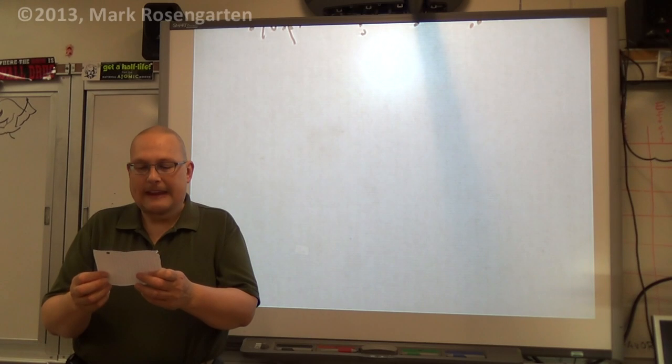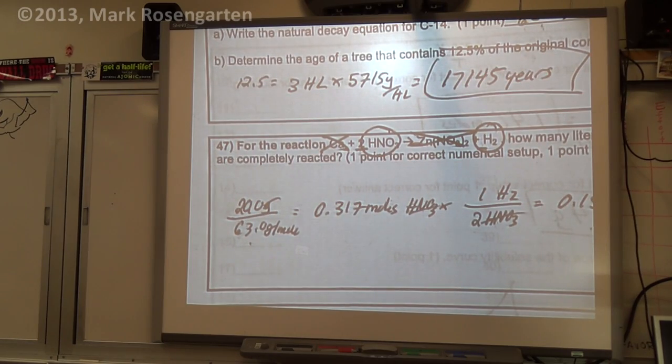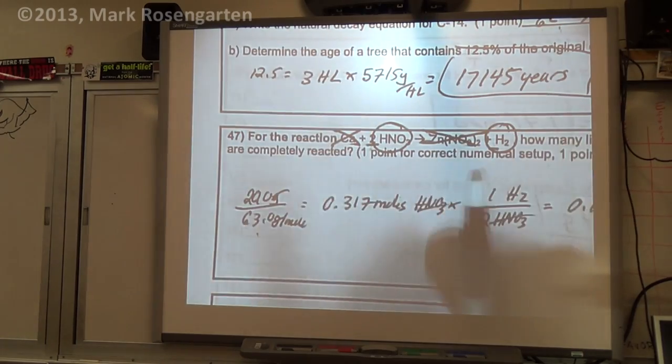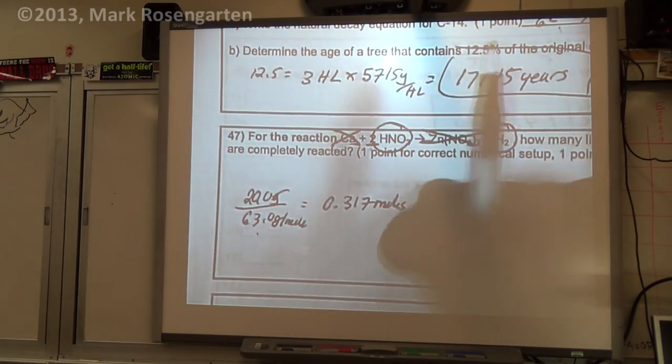Let's move on to the next one. 47 from the fake final. This, of course, is the stoichiometry question. What I'm going to do is show you a simplified version of the stoichiometry question to start off with. I'm going to use a different example than this since we've already done this one.